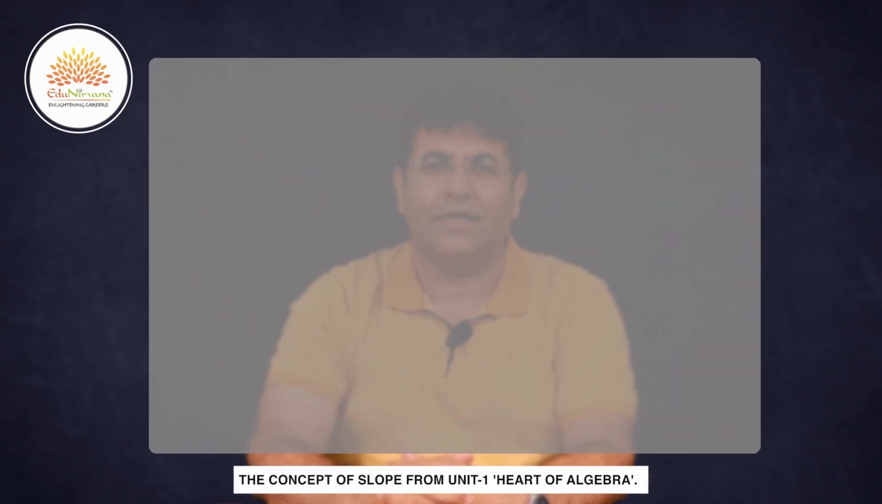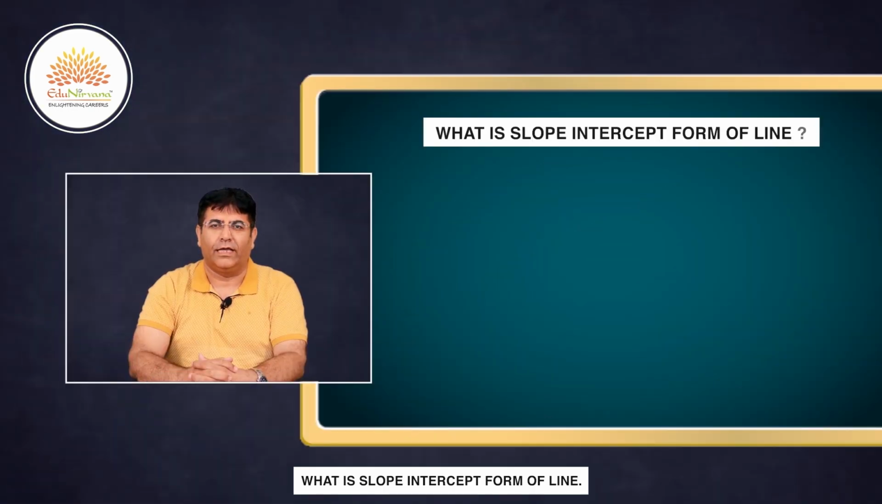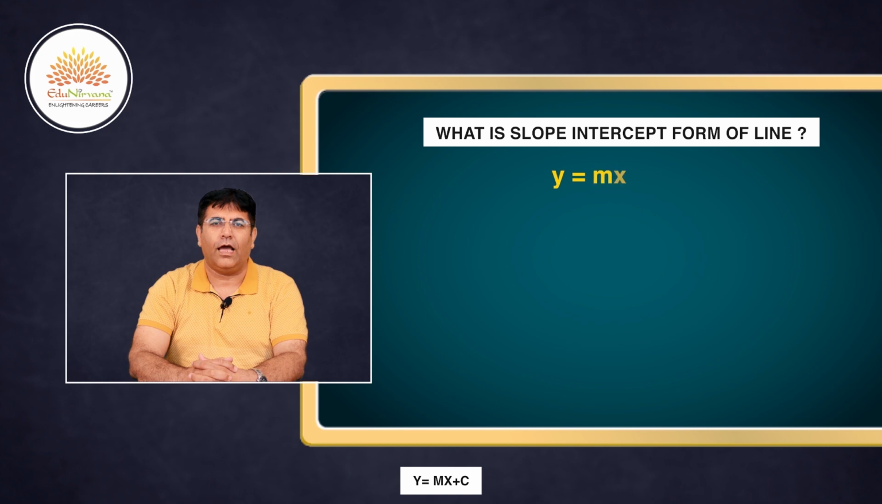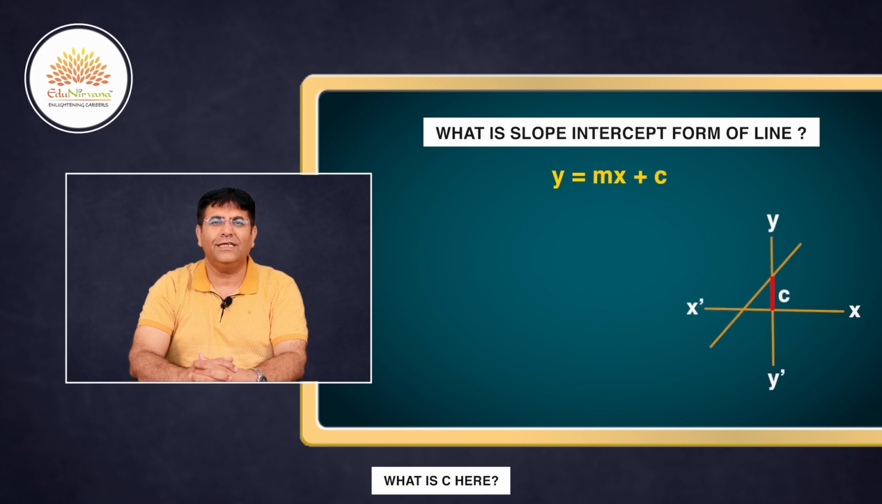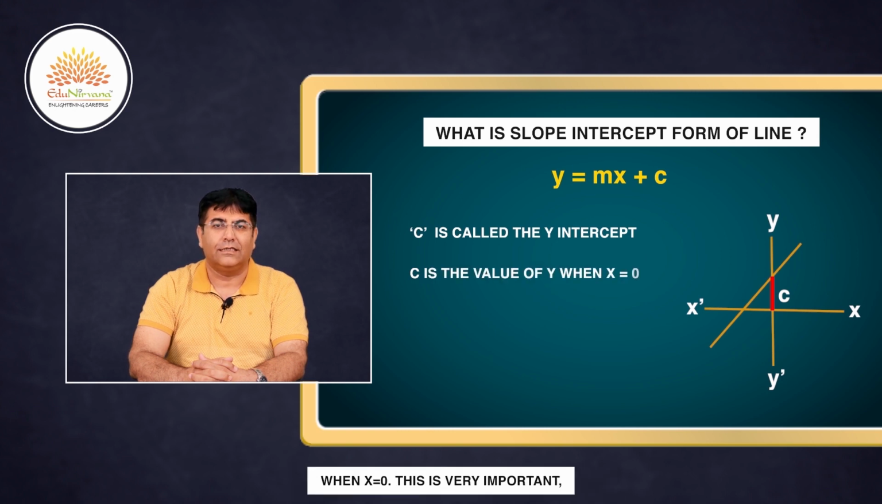I am Digant Arora. Today we are discussing the concept of slope from Unit 1 Art of Algebra. What is slope-intercept form of line? It's y equal mx plus c. What is c here? C is called the y-intercept. But for SAT Maths, the interpretation of c is the value of y when x is 0. This is very important, that c is the value of y when x is 0.